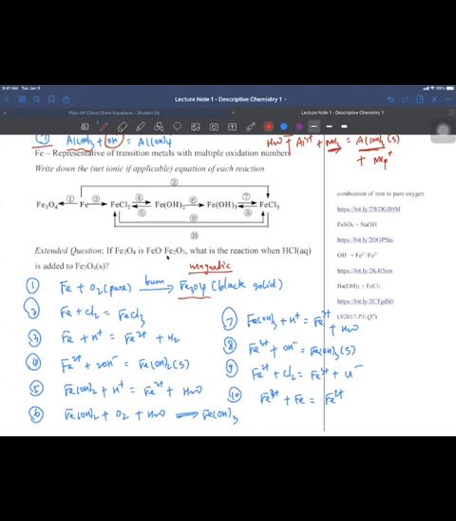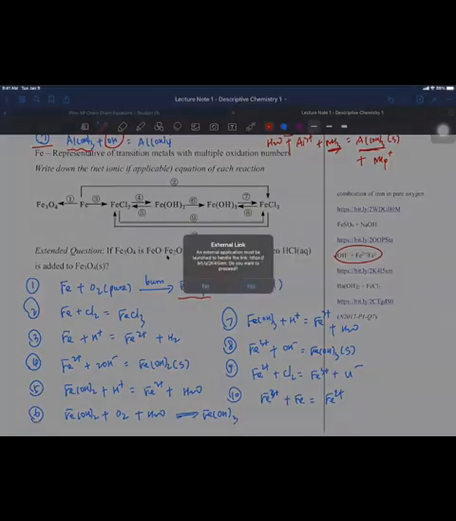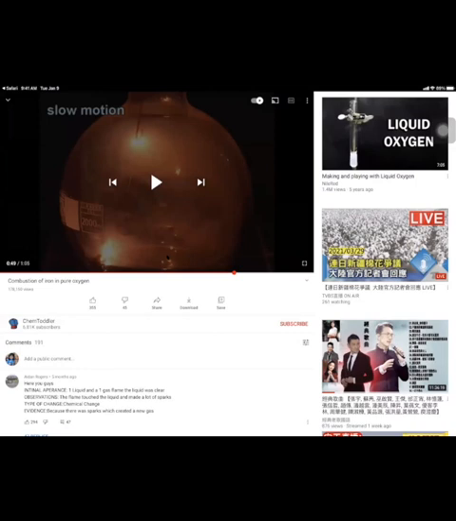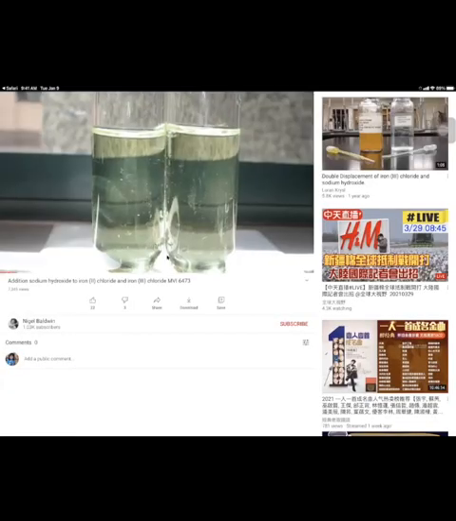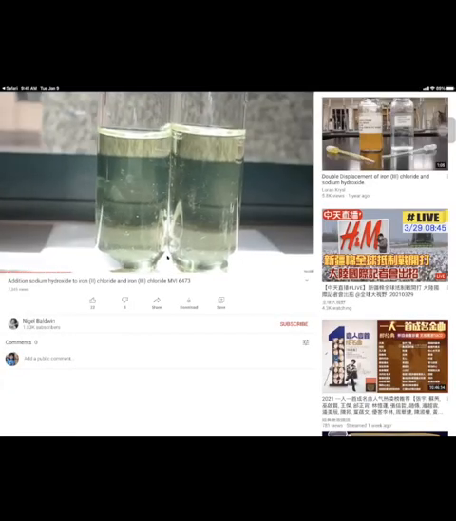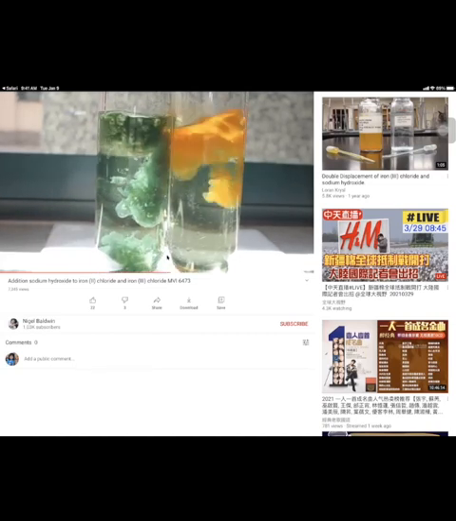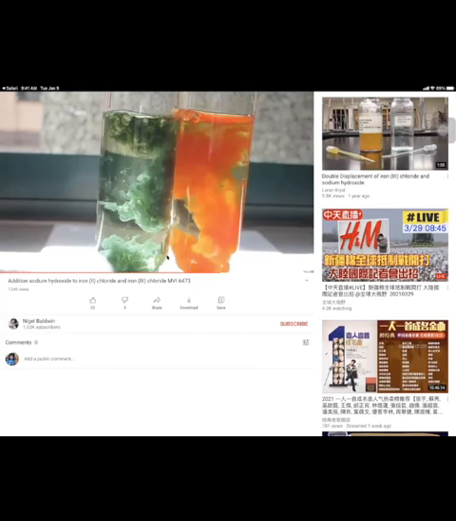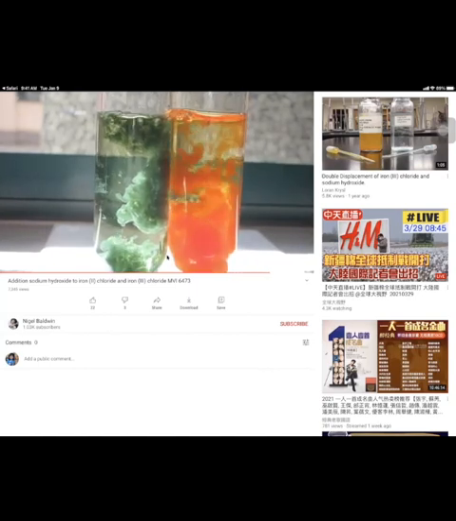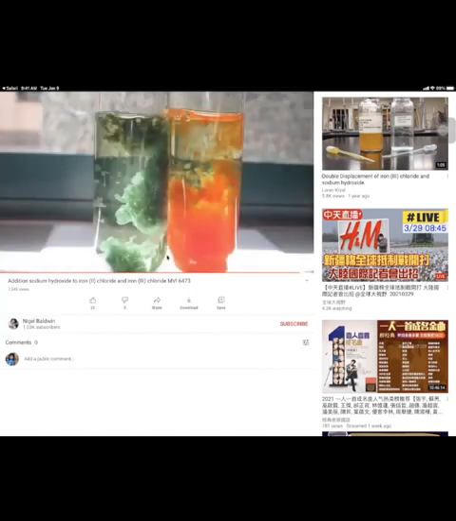Another reaction is regarding the comparison between the hydroxide reacting with iron 2+ and iron 3+. Let's also have a quick look. So on the left side, there is iron 2+ solution. On the right side, the iron 3+ solution. But I think the color is a little bit weird because the iron 3+ is supposed to be yellow. So now you see the difference, right?